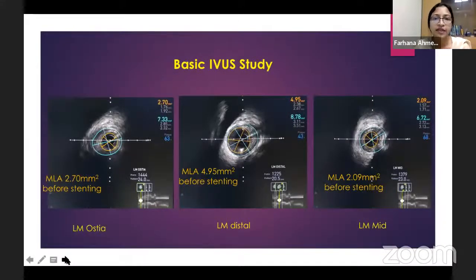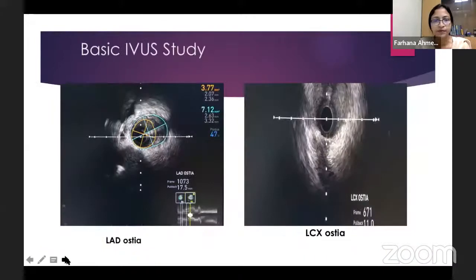And then we did IVUS. IVUS shows the left main ostium MLA is only 2.7 with more than 60% plaque burden. The LM distal part luminal area is 4.9 and the left main mid is 2.09. And there is LAD ostial disease and LCX minor plaque.